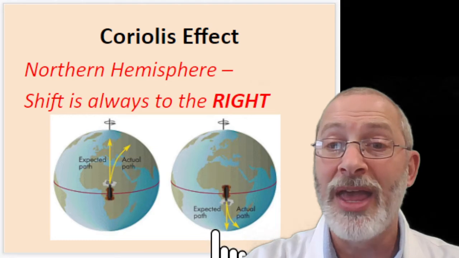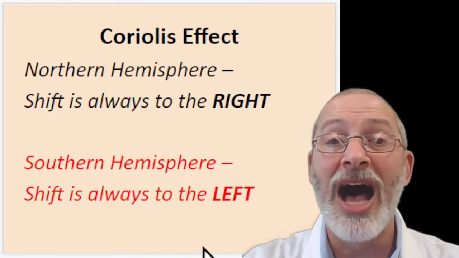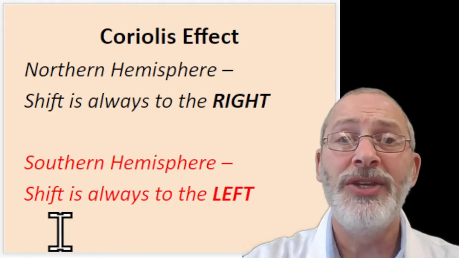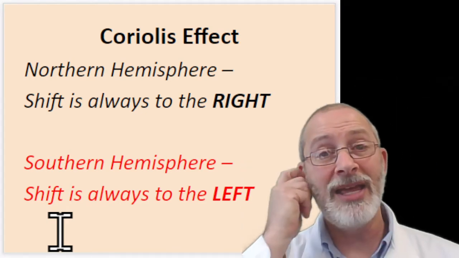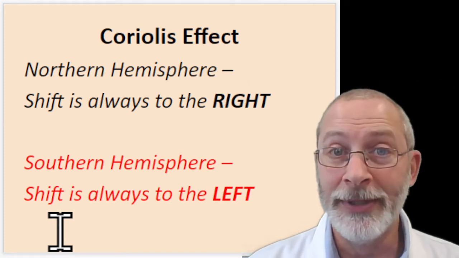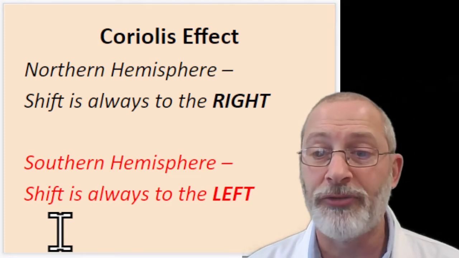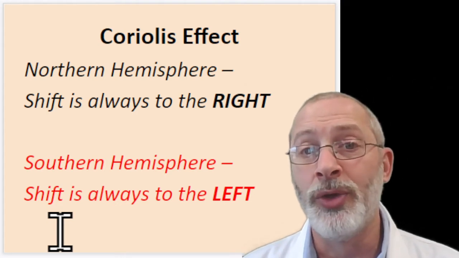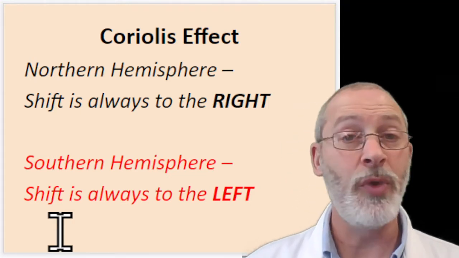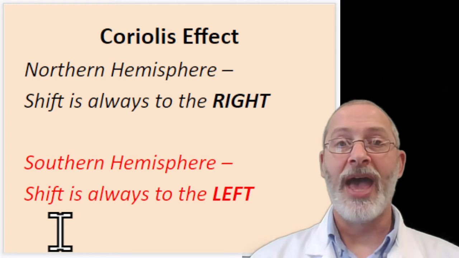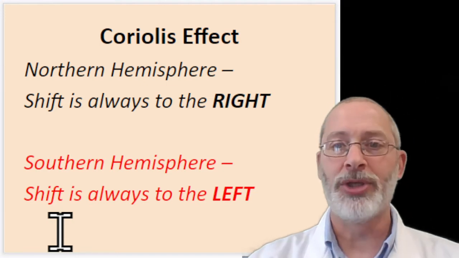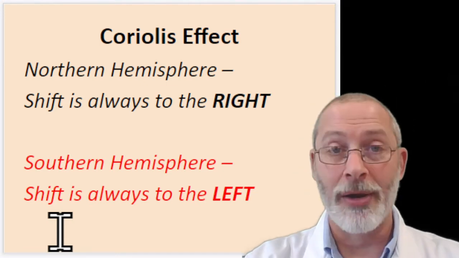Now, in the southern hemisphere, it's actually the opposite direction. In the southern hemisphere, the shift is always to the left. And again, that has to do with the direction that the Earth is spinning. The Earth rotates on its axis from west to east. So that's why in the northern hemisphere, there's a shift to the right. In the southern hemisphere, there's a shift to the left. If we were on a different planet like Venus that rotates in the opposite direction, well, these directions would be different. But don't worry, we're not on Venus. We are on planet Earth.